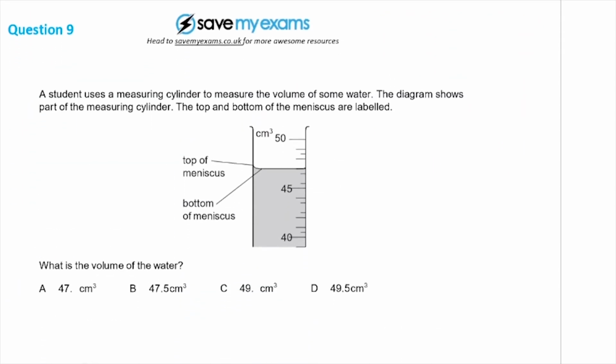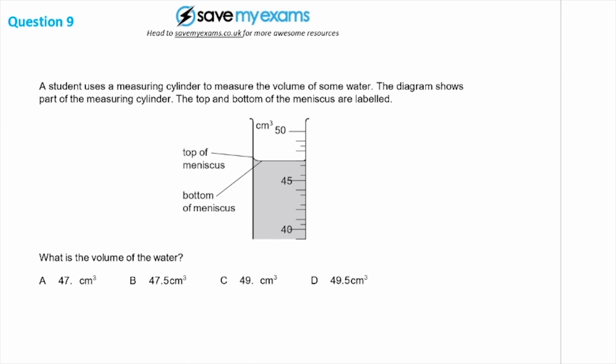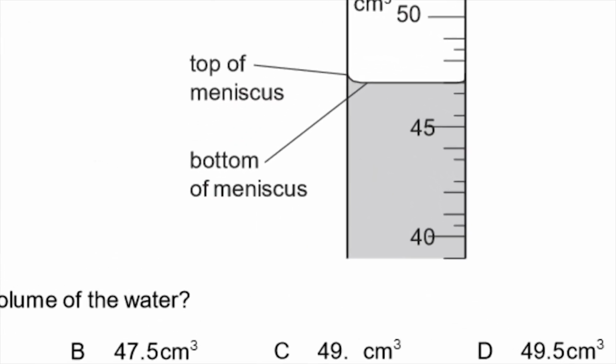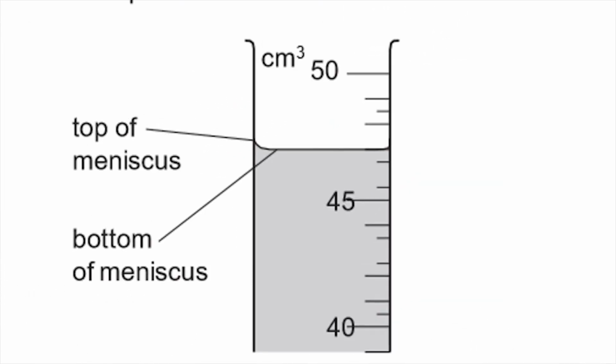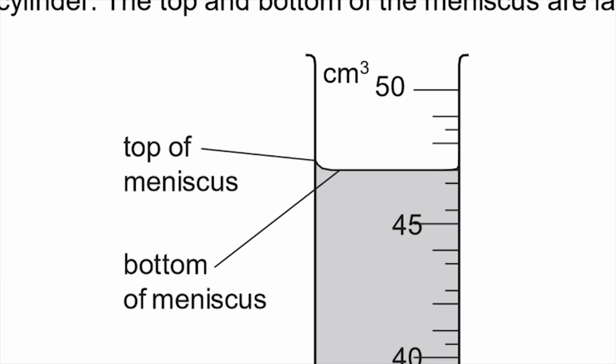Okay, so moving on, a student uses a measuring cylinder to measure the volume of some water. The diagram shows part of the measuring cylinder, the top and bottom of the meniscus are calibrated. What is the volume of the water? So again, like I have been explaining in our previous question, when we are measuring the volume in the cylinder, we are supposed to read the bottom of the meniscus, not the top, but the bottom. This is what is supposed to give us the answer.